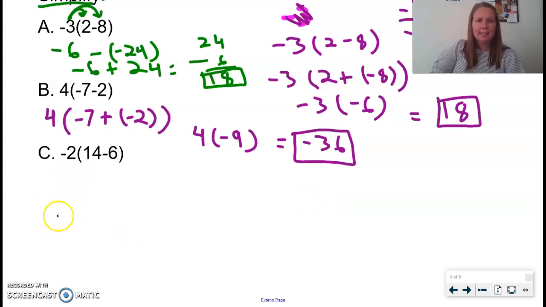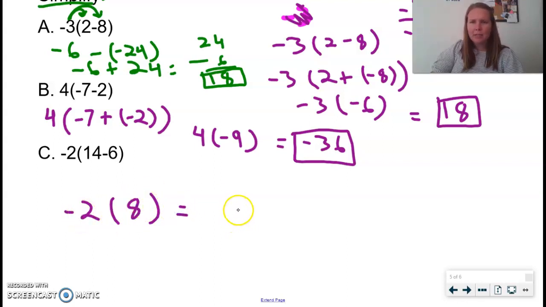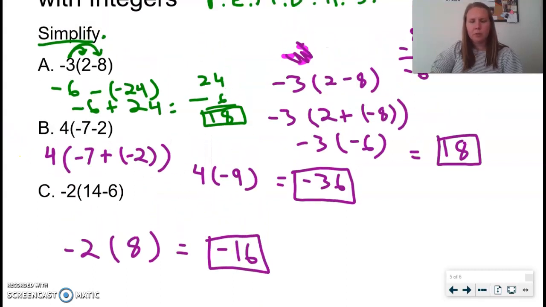All right, and then C. So this one's easy. I can do 14 minus 6 pretty fast. 14 minus 6 is 8. So then I just have -2 times 8. Well, 2 times 8 is 16. They're opposite signs, so it's -16. And those are your solutions for those problems.